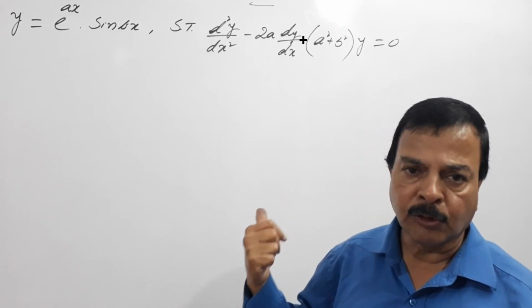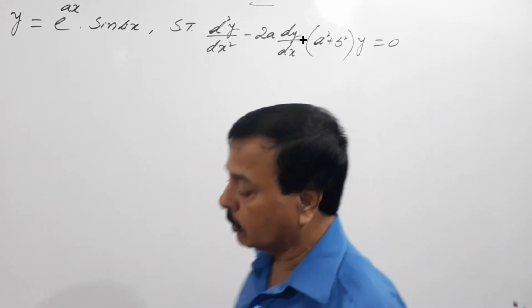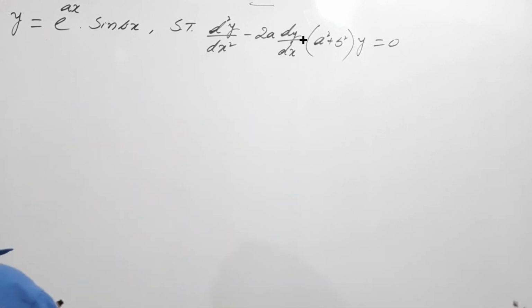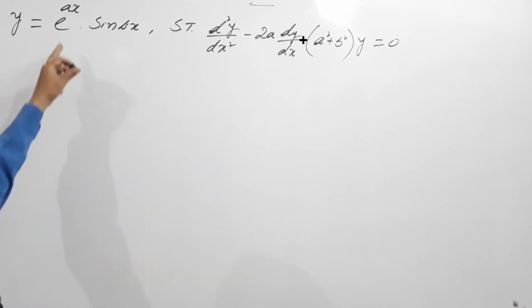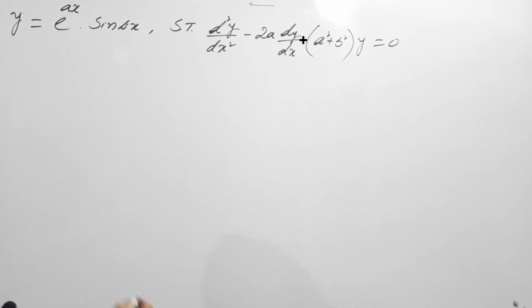So don't lose hope, we shall solve this problem in an easier way. So dear students, let's solve this. What happens here? We have to use the product rule, because we have two functions, e to the power of ax into sin bx. Use the product rule and let's solve this problem.